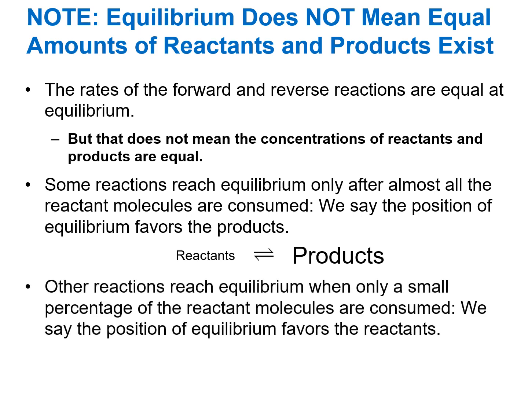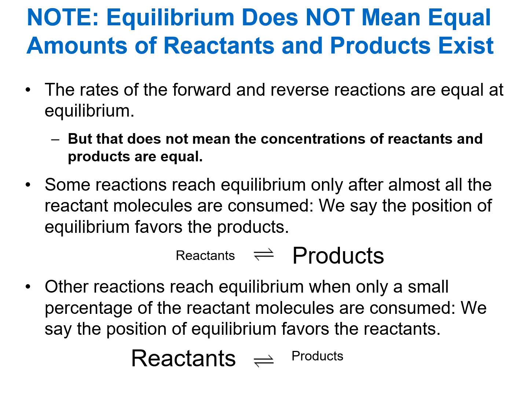Now, the other possibility is that we're going to establish an equilibrium when only a small amount of the reactants are consumed and there's just a small amount of product present. In this case, it might look something like this, where we have a large concentration of the reactants and a small concentration of the products.